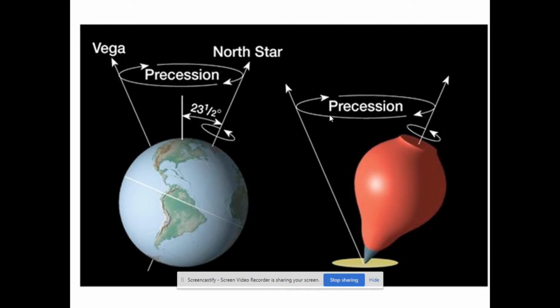The Earth is wobbling on its axis back and forth. And as it wobbles, it changes which star it points to as the North Star. That in turn will affect where it is in its orbit around the sun and how much energy reaches the surface.